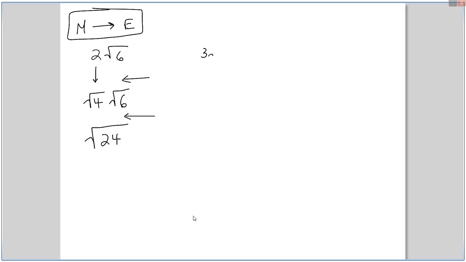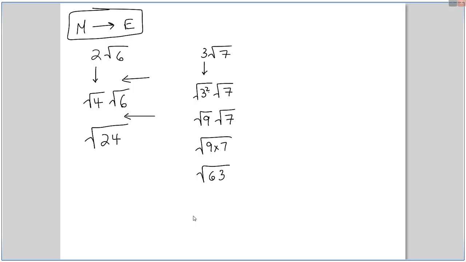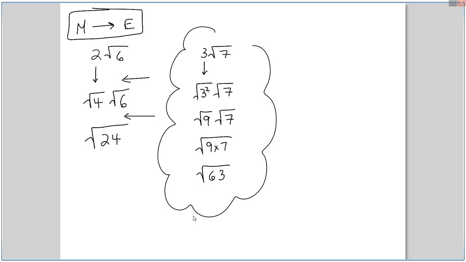Okay, let's try another one. This one, I won't skip steps. So 3 I would change to 3 squared and then square root it. Then I can type in 3 squared into my calculator, get 9. Then I can merge 9 times 7. And then I can type 9 times 7 in my calculator and get 63. So if you're a person that doesn't know times tables, you should do it like that. If you're a person that knows times tables, the first one's probably good enough for you.